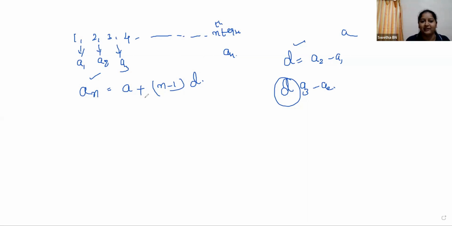See, this is the formula. The relation between A and this AN, which is the last term. A is nothing but the first term. N is the number of terms, how many numbers are there in the sequence. D is nothing but the common difference. Okay, now we'll do the sums on this.